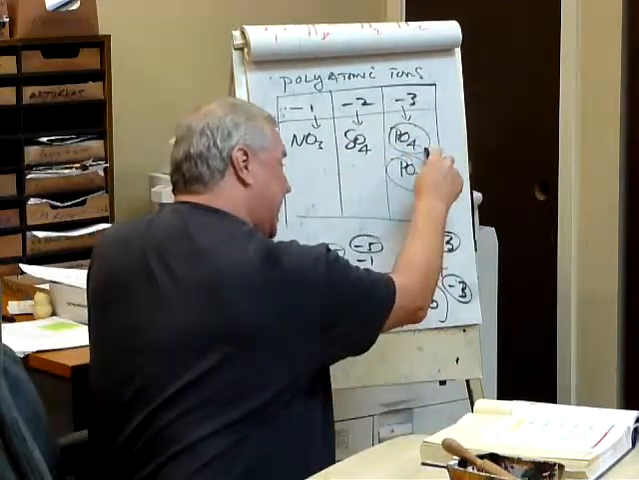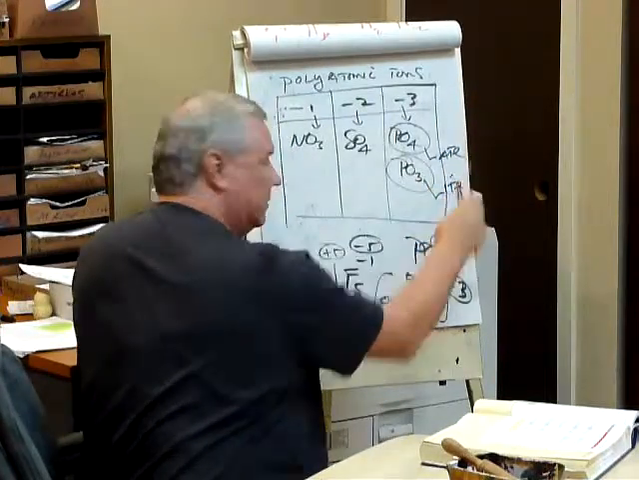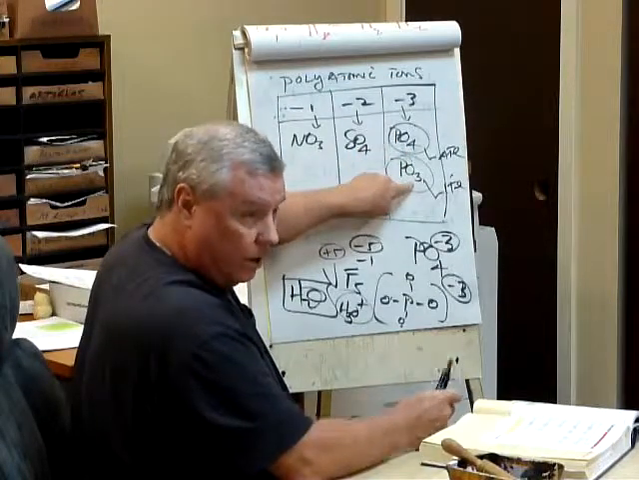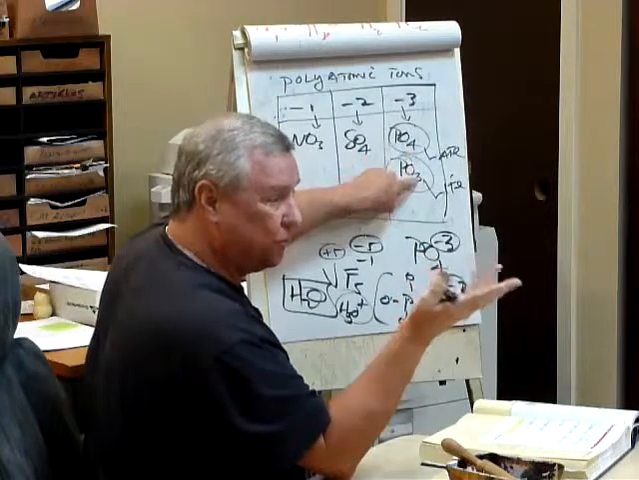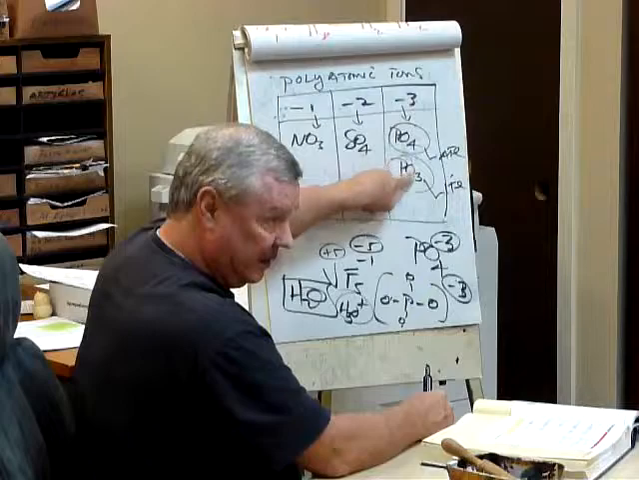So look at the naming. This guy is phosphate, and this guy is phosphite. What's the difference? 4 O's and 3 O's. Good point. This one has one less O than this guy does.